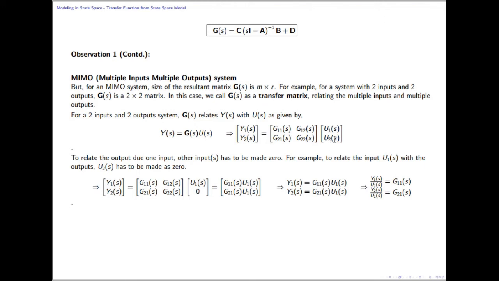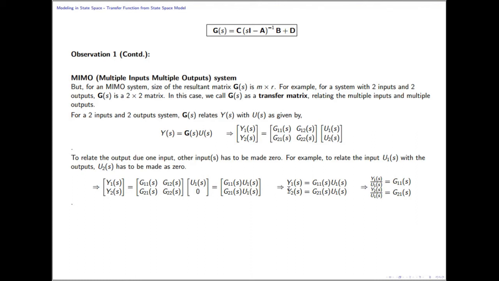If you want to get a one-to-one relationship, that is one input to one output, what we have to do is take one input at a time, and make all the other inputs zero. For example, if you want to relate u1 of s with the outputs, set u2 of s as zero. So that is what we do here. Y1, Y2, this matrix, u1 only I take and u2 I set as zero. If I multiply this, this is what I will get. u2 is not there.